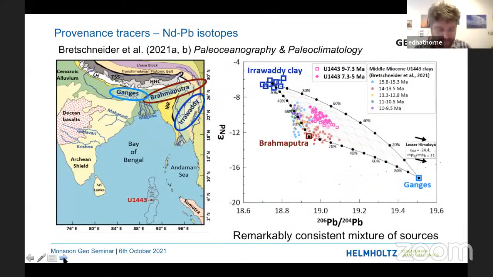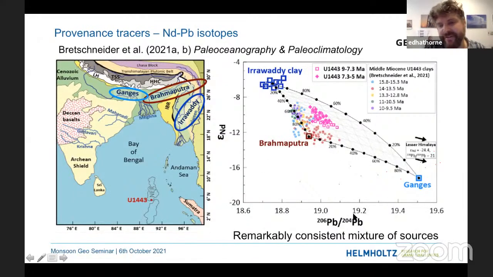Okay, so provenance. Where do these clays come from? I'm only going to show this plot, which is neodymium lead, because the strontium, as I said, is more likely to be influenced by surface processes, weathering. It might be even the fluid composition, and therefore we'll focus on neodymium and lead isotopes, which are more particle reactive to really give us the provenance.